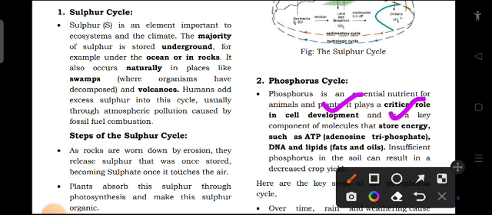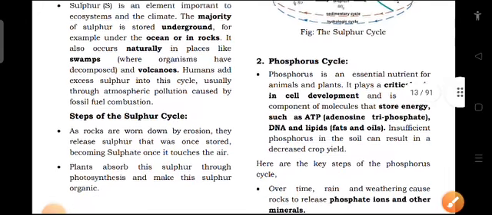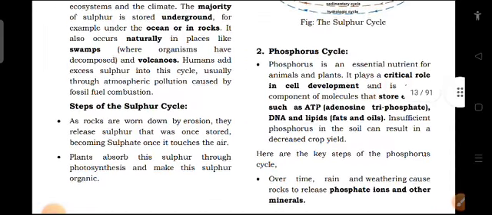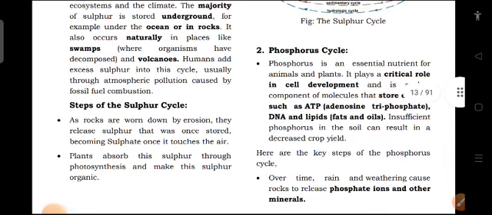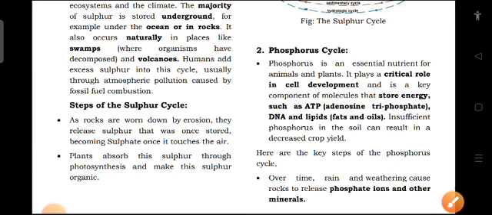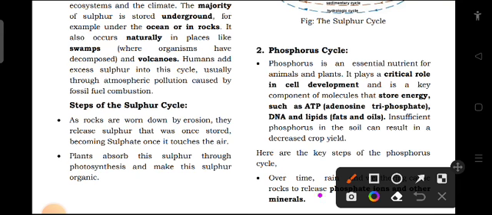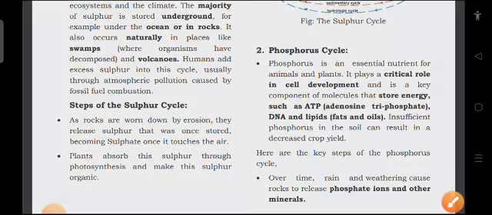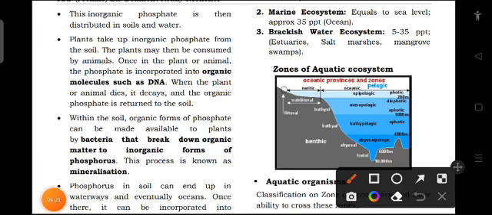Insufficient phosphorus in the soil can result in decreased crop yield. So that is why we use the fertilizer NPK, right? So phosphorus is very important for crop yield. Here are the key steps of the phosphorus cycle. Over time, rain and weathering cause rocks to release phosphate ions and other minerals. So here phosphate ions are being released from the rock and this inorganic phosphate is then distributed in soil and water. Plants take up the inorganic phosphate from the soil.